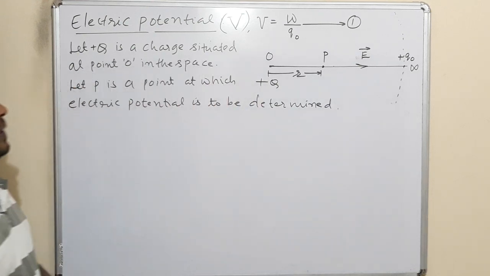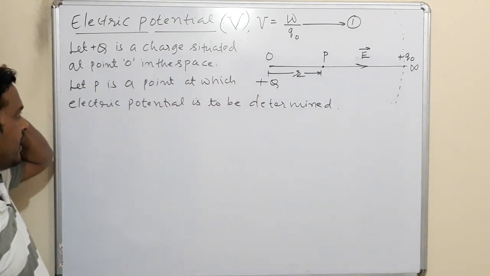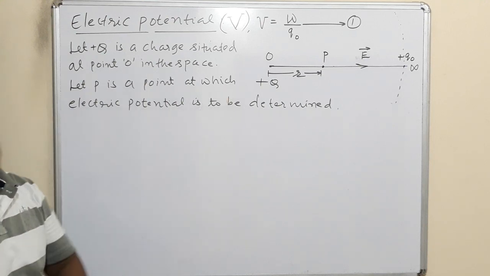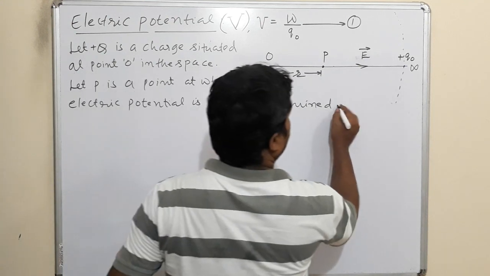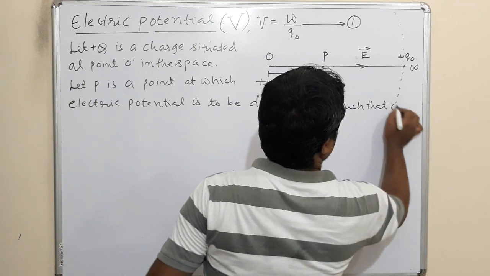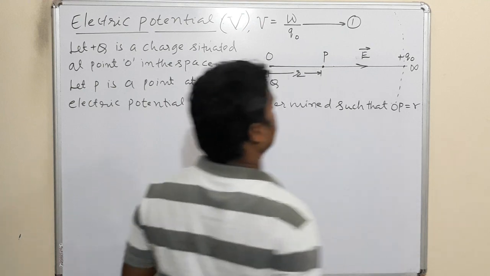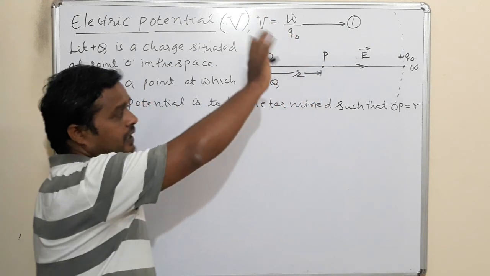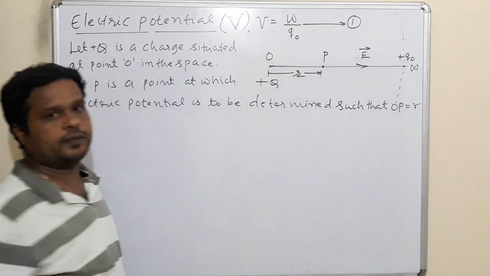Let P be a point at a distance r, at which we want to find the electric potential, such that OP is equal to r. At this point I have to find the potential, not the work.